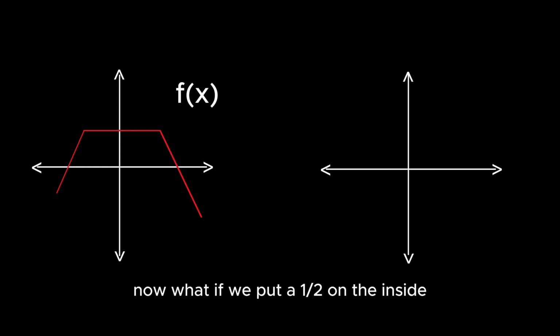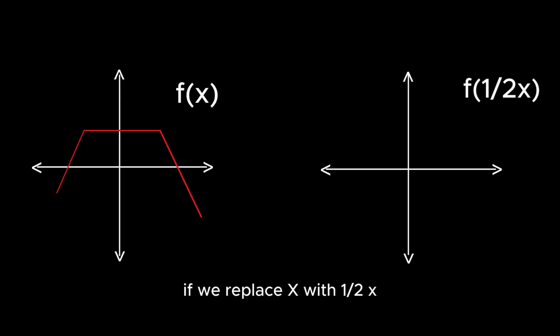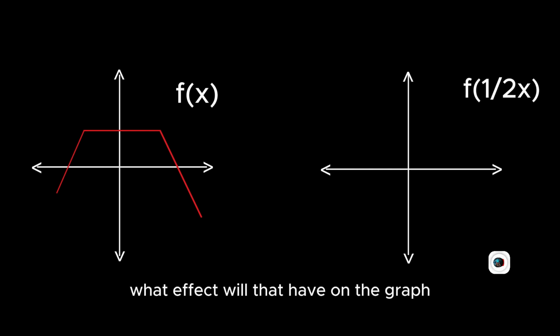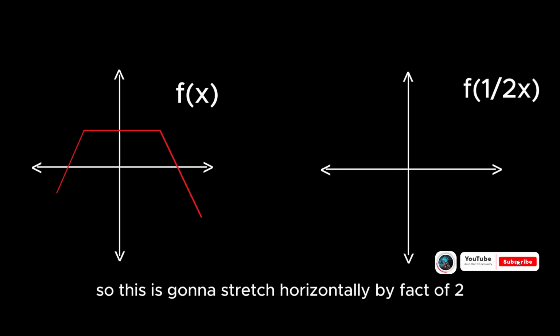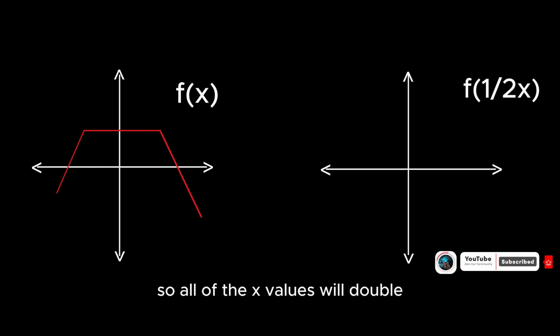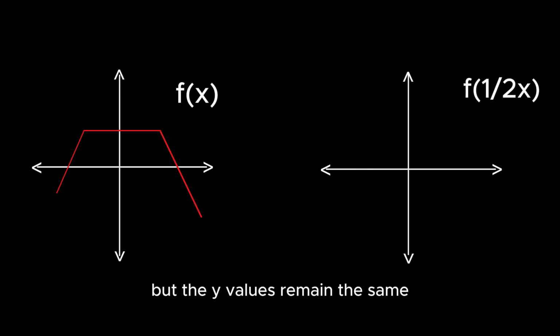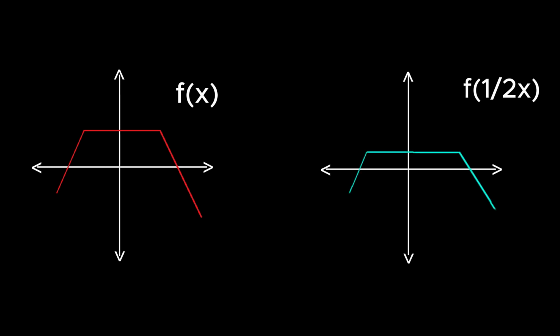Now, what if we put a 1/2 on the inside? If we replace x with 1/2 x, what effect will that have on the graph? So this is going to stretch horizontally by a factor of 2. So all of the x values will double, but the y values will remain the same. So it stretches horizontally.